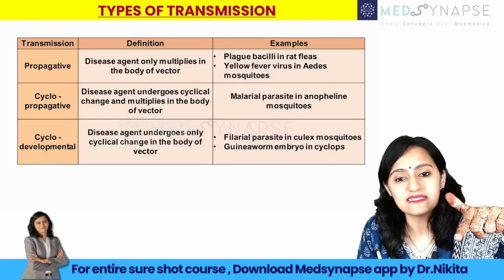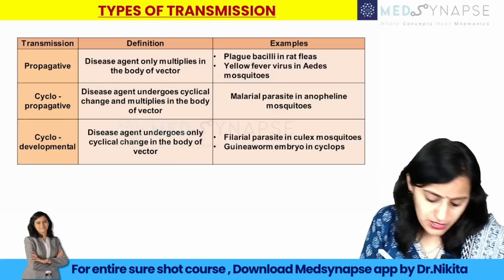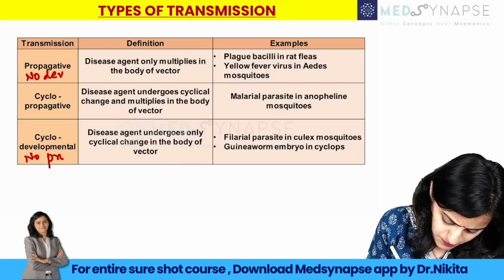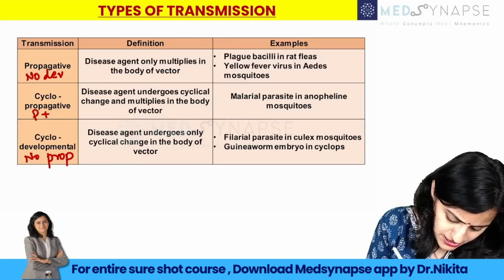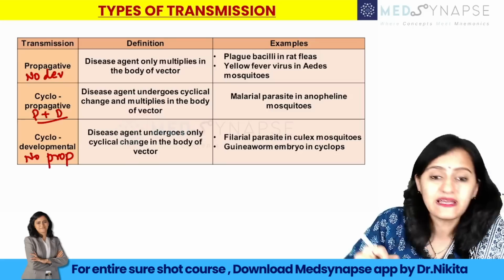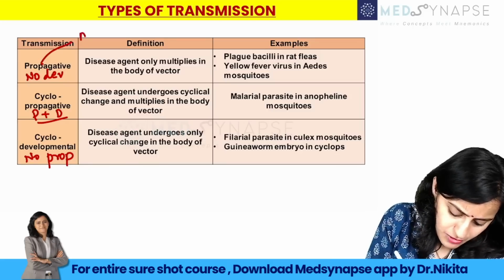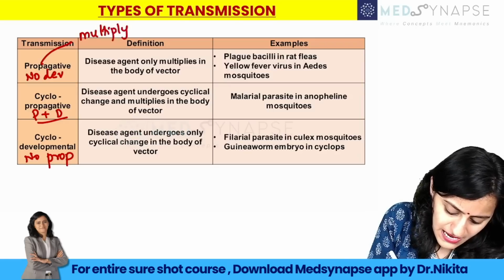Cyclodevelopmental means only the cyclical development. There is no propagation here. So here there is no development, here there is no propagation, here there is propagation plus the development happening both. So how do you remember which is propagative? Propagative is like multiplying, right?